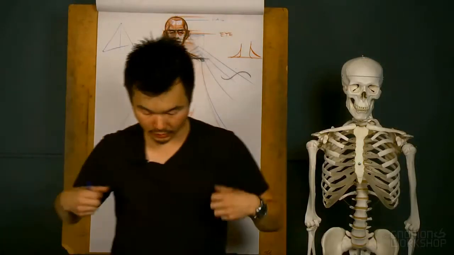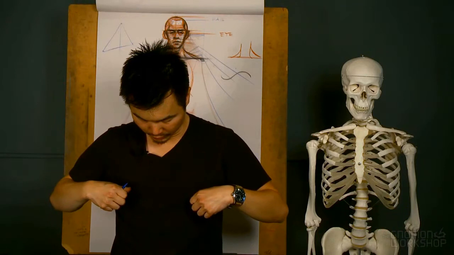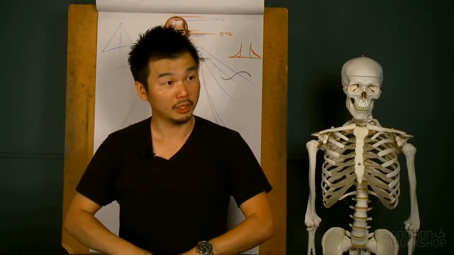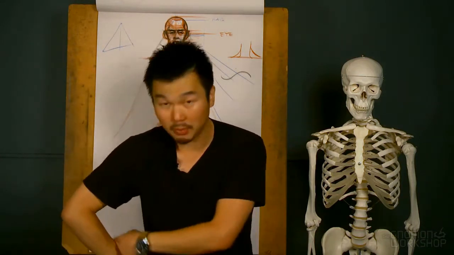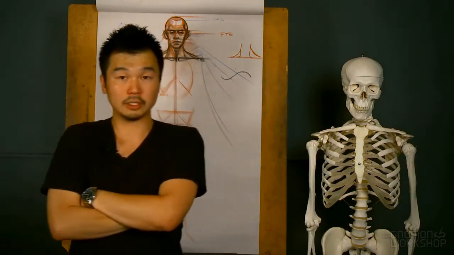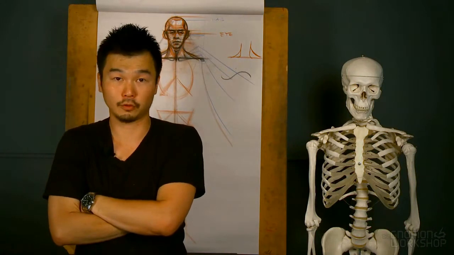So we can go all the way down: nipple to the belly button is a triangle. Belly button to the iliac crest is a triangle. Iliac crest to the crotch is a triangle, right? The negative space is a triangle. My silhouette is a triangle. It's a very, very powerful tool.